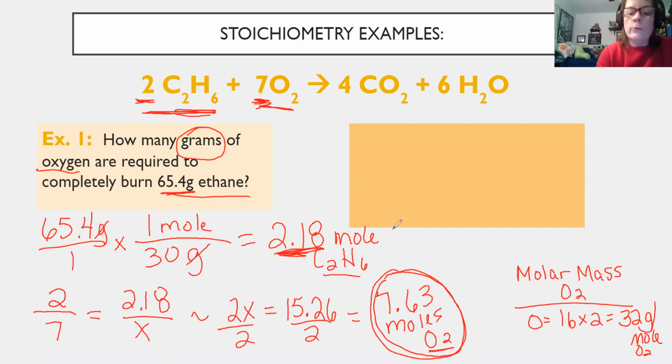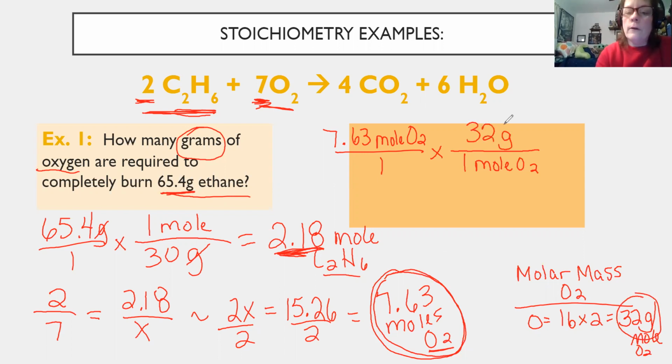So we know this is how many moles we have: 7.63 moles O2. Now we're trying to get to grams. For every 1 mole of oxygen, or O2, we know there are 32 grams. Now we can cancel out the moles because we don't want that. We want the grams. If you plug this into the calculator, 7.63 times 32, you should get 244.